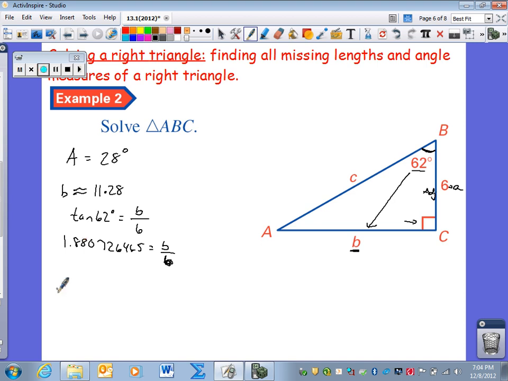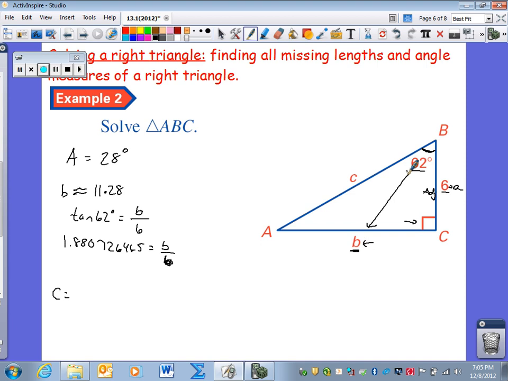Now what we have to do is find c. There's two ways of doing it. I'm going to show you the exact way because I don't like using the Pythagorean theorem, but that's also an option. You now know that b is a certain length. You know that a is 6. You can take 6 squared plus 11.28 squared, take the square root of that, and that gives you c. I like using all of my trig functions.